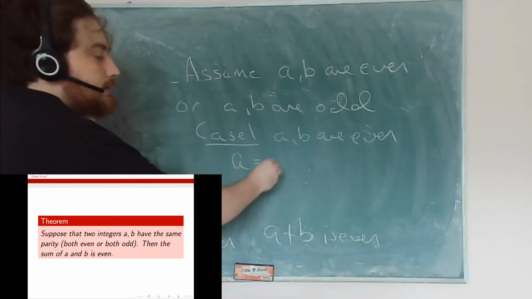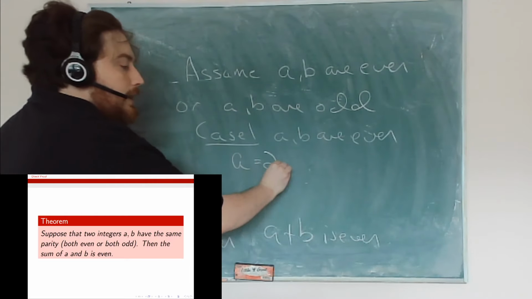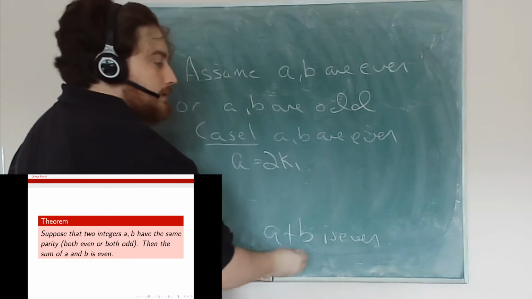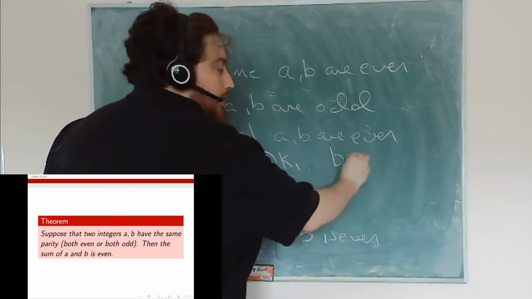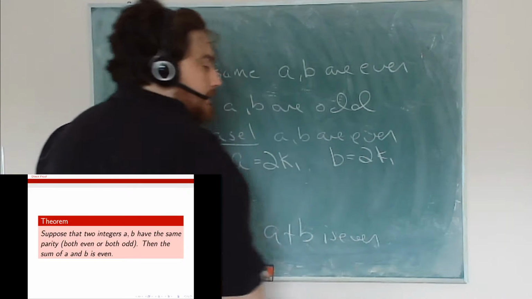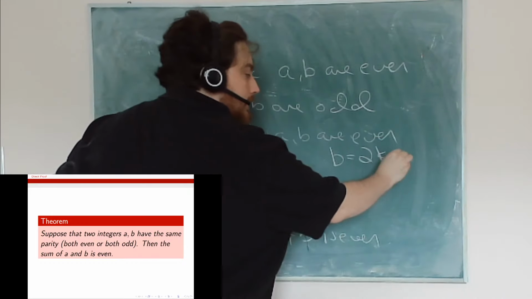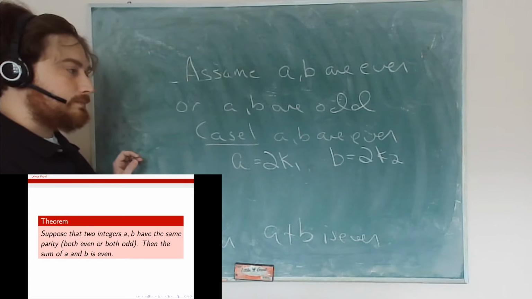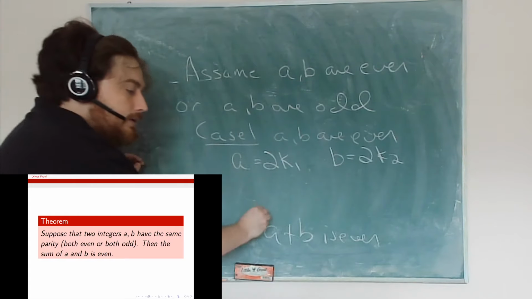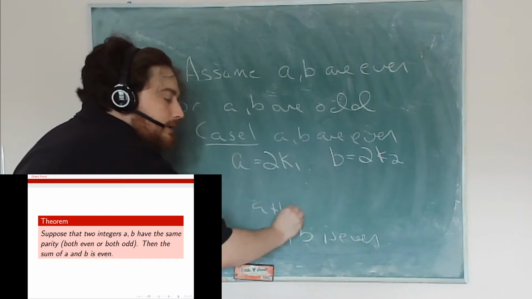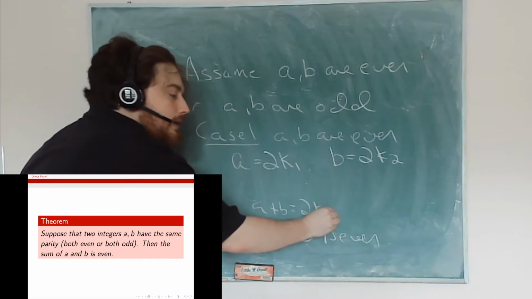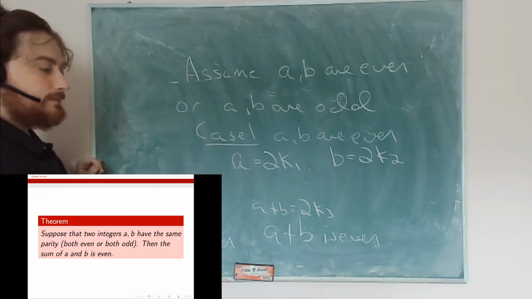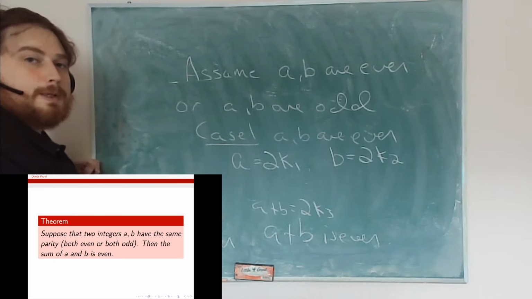So what I get is A is equal to 2k1 for some integer k1. I also get that B is equal to 2k2, because I need another integer, for some integer k2. And what I want to show is that A plus B is equal to 2k3 for some integer k3. Does that make sense so far?